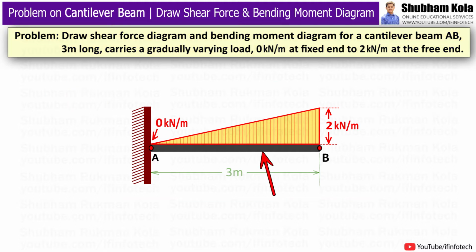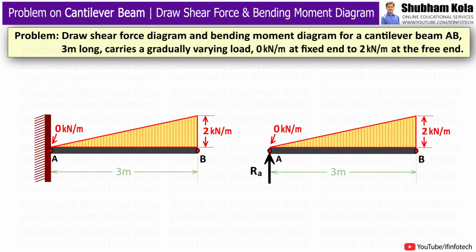So this is the cantilever beam AB of length 3 meter which carries gradually varying load which has load 0 kN per meter at fixed end, and it increases gradually up to load 2 kN per meter at the free end of cantilever beam. So for this setup, we have to draw the shear force diagram and bending moment diagram. So first of all, I will draw the free body diagram for this beam section.